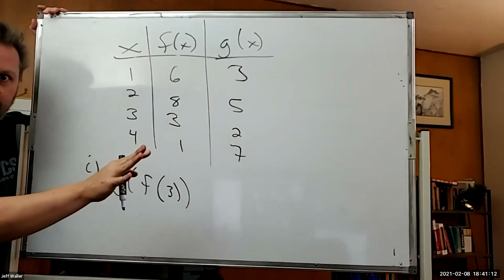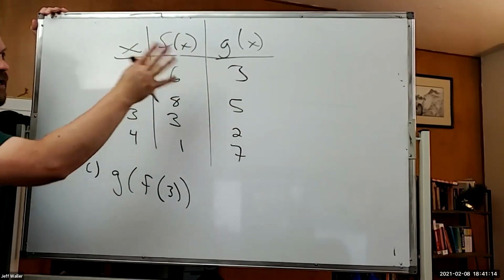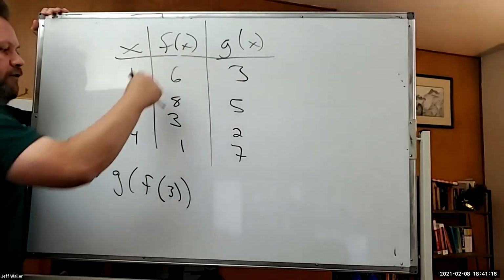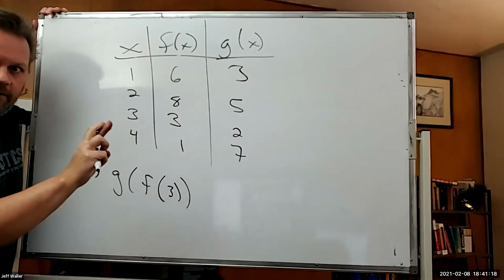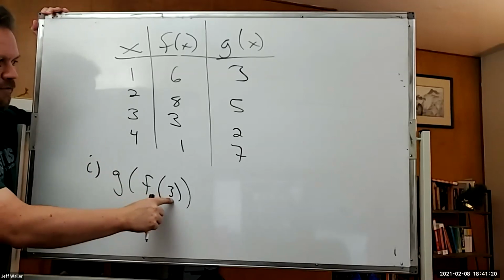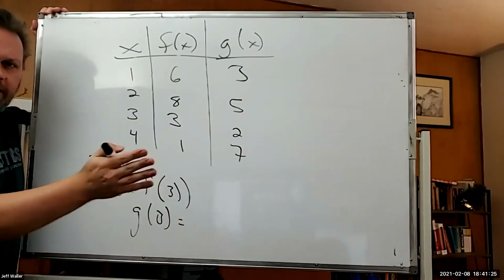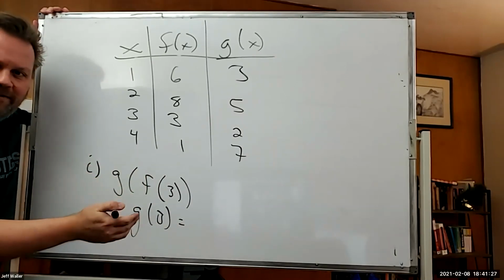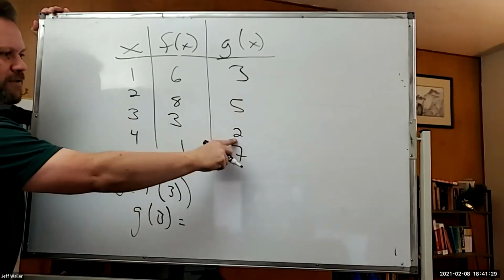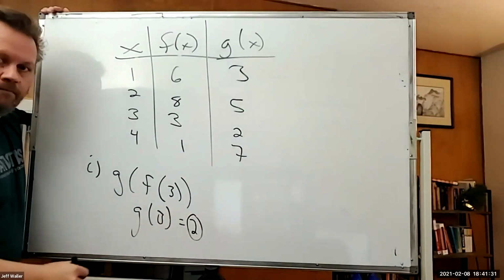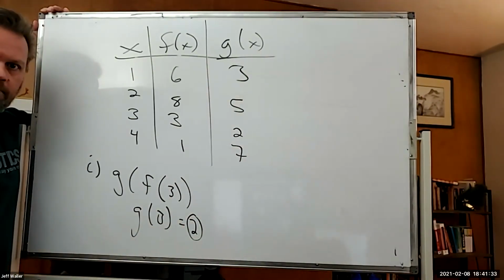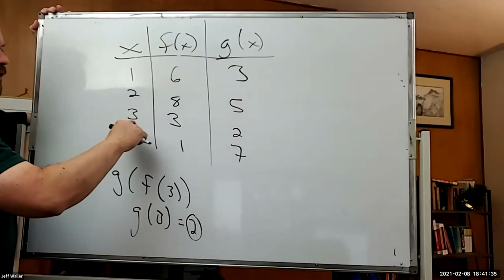Is everybody with me? Let's make sure we can read this table. G of 1 is 3. F of 4 is 1. Okay, so F of 3 is 3. And what's G of 3? G of 3 is 2. Is that cool? G evaluated at 3 is 2.